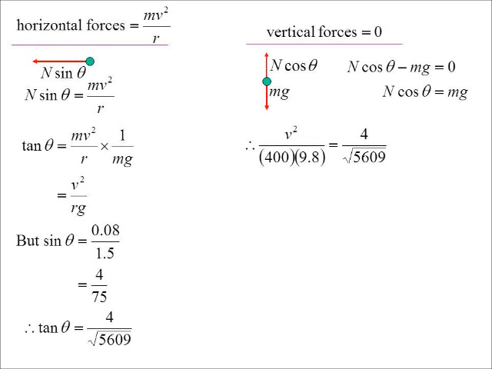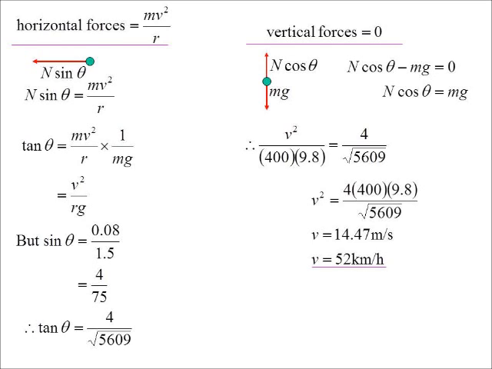So subbing that in for tan theta, we know the radius, we know gravity, we want to find the velocity to go around this corner. And so 14.47 metres per second when we calculate that one out, or 52 kilometres per hour would make more sense, I suppose, if we're driving our train.